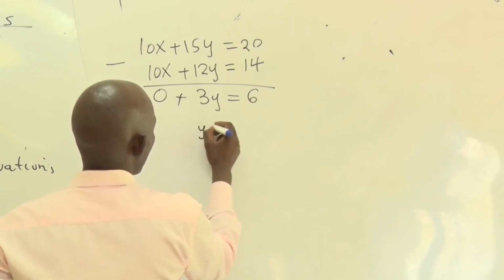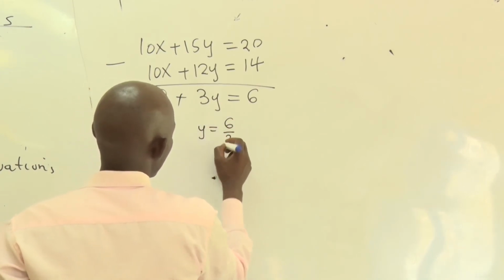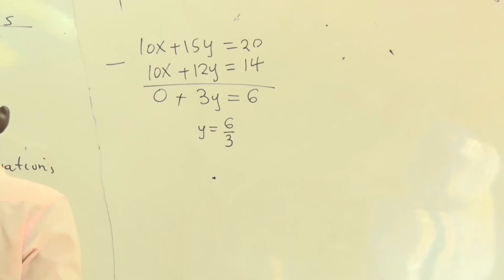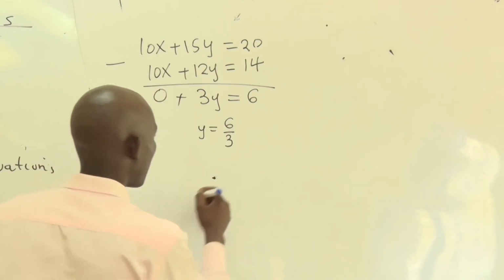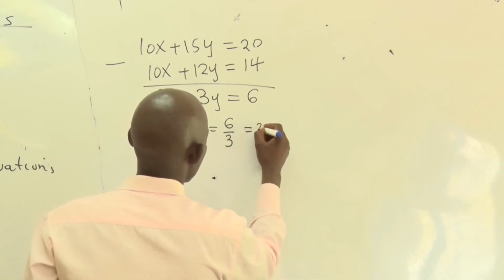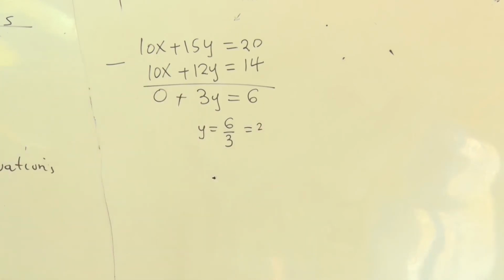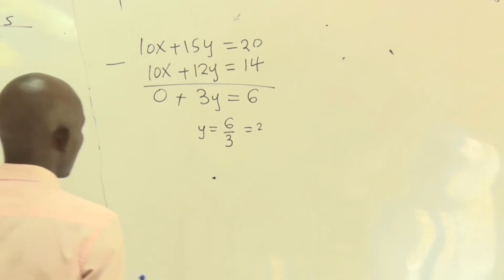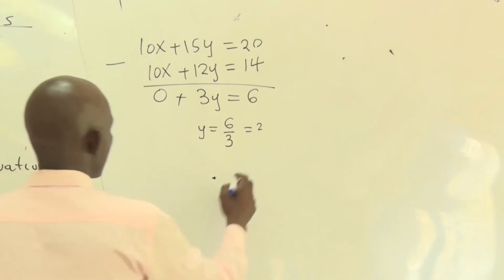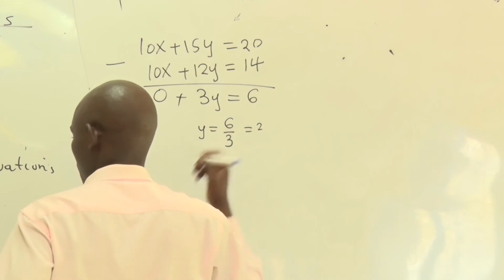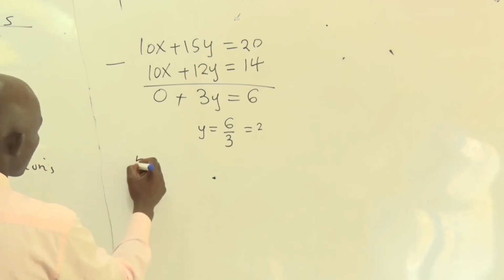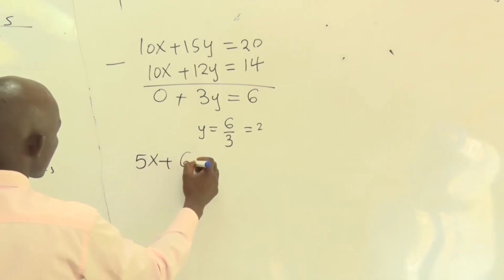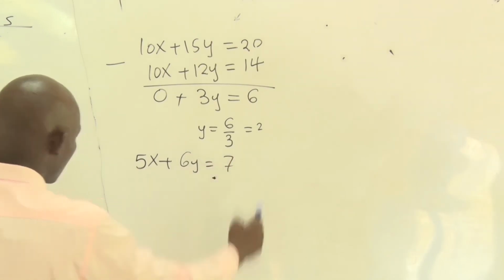So y will be equal to 6 divided by 3. This gives us 2. Remember, it gives us 2 like the previous one that we did. You will move on now. You will substitute this value in any of the equations. You can pick either equation 1 or equation 2. Let us pick equation 2, for example. You'll have to write 5x plus 6y is equals to 7.